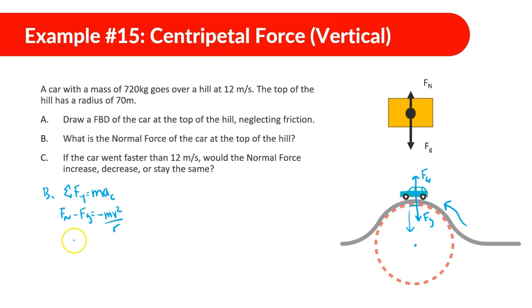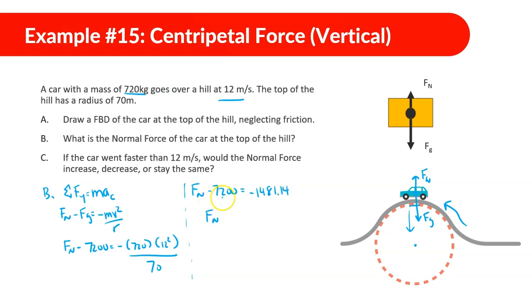Okay, so let's plug in things that we know. Force of gravity is going to be 720 times 10, 7,200. And this is going to be equal to negative 720 times v squared, which is 12 squared, divided by the radius, which is 70. Okay, let's try to simplify this. Force normal minus 7,200 is equal to, let me put this all into my calculator, 12 squared times 720 divided by 70, and it's all negative. Okay, negative 1,481.14.